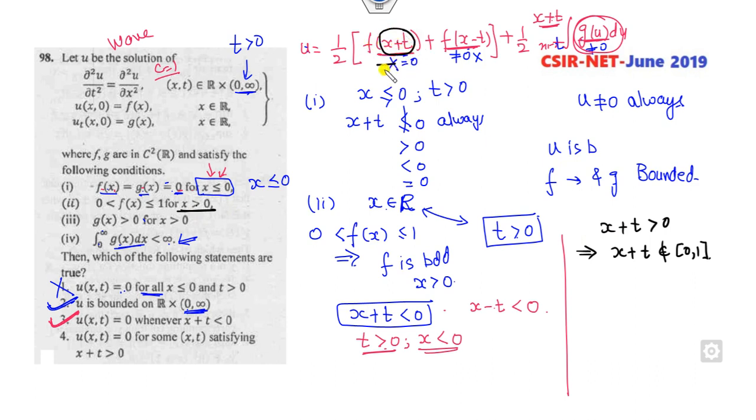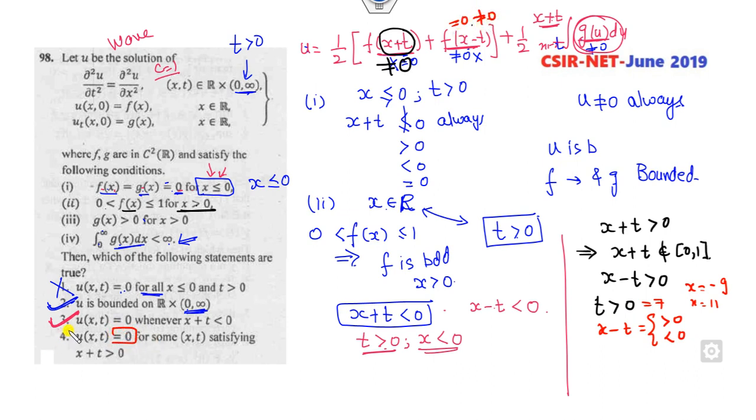So f of x is non-zero, because you can see that f is strictly greater than 0. Is x minus t also greater than 0 or not? As t is greater than 0, x minus t can be greater than 0, or it can be less than 0. If I consider x as minus 9, it will be negative. If I consider x as 11, it will be positive. So this portion may or may not be 0, but he said it always cancels to 0. So that is not always true. So the right answer is the second and the third are the correct answers.